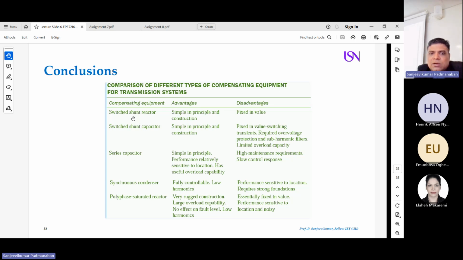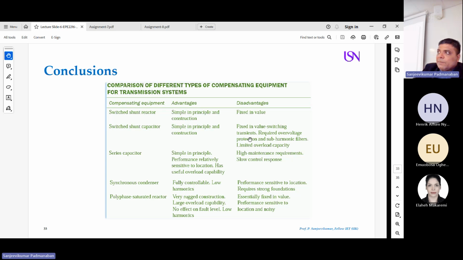In case of the switched shunt compensator, it is simple in principle and construction. It can use a fixed value. We use the switched shunt capacitor. So this is an inductor. This is a capacitor. Switched shunt reactor means an inductor. We connect the inductor in parallel. Here we use a capacitor in parallel. In both cases, the principle and construction are simple. But in case of a capacitor, you need to fix the value for the transient.